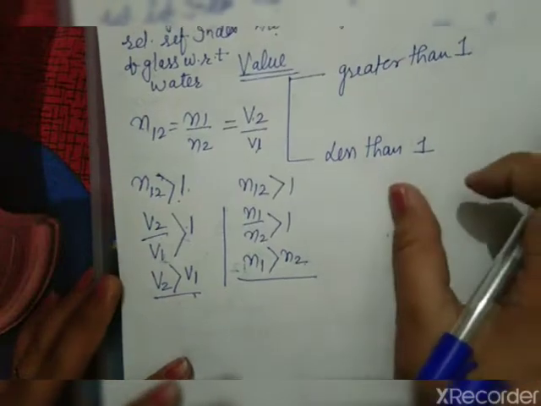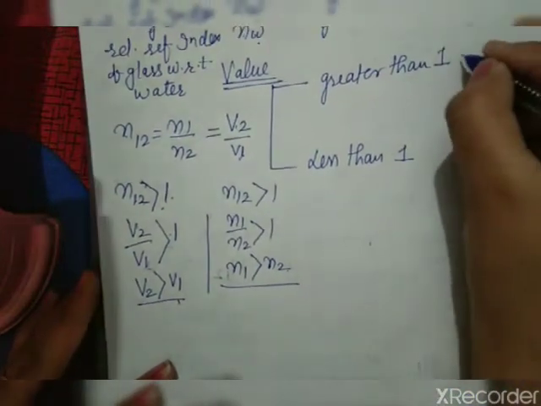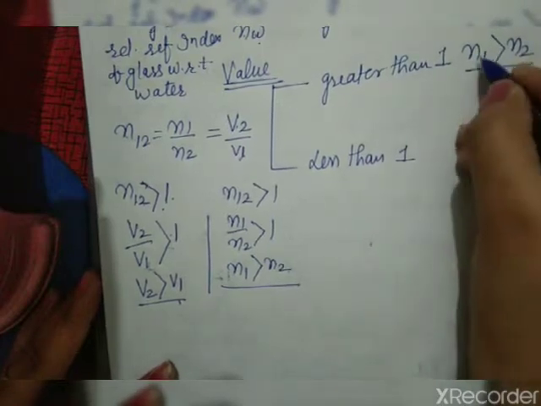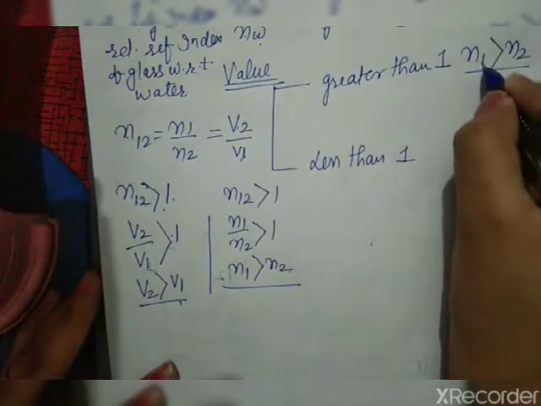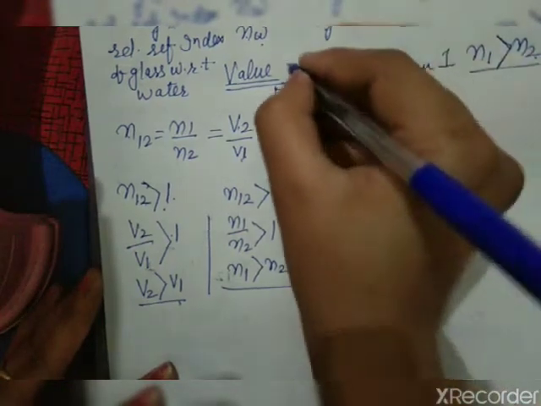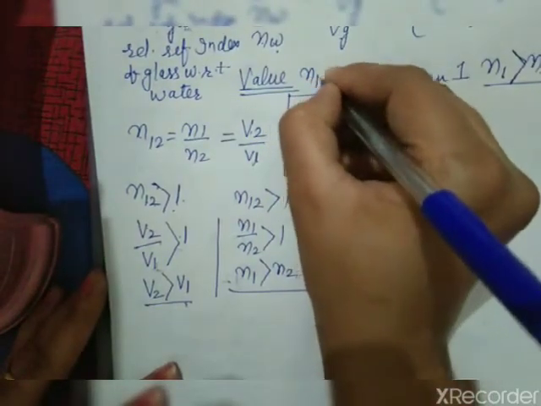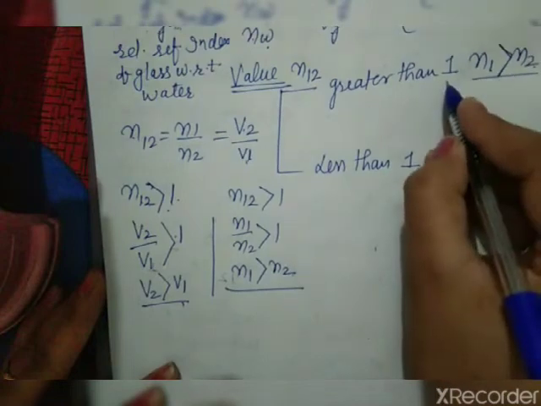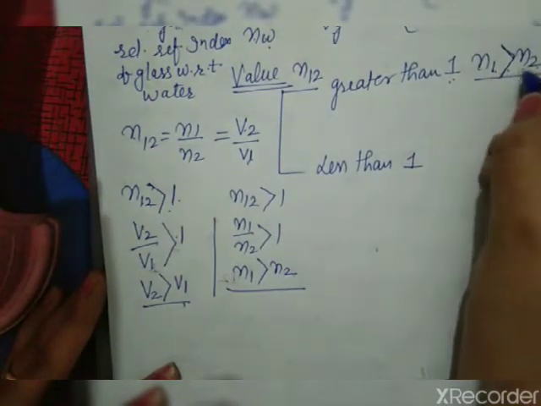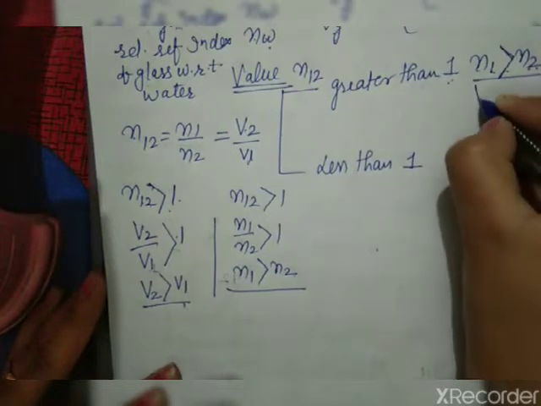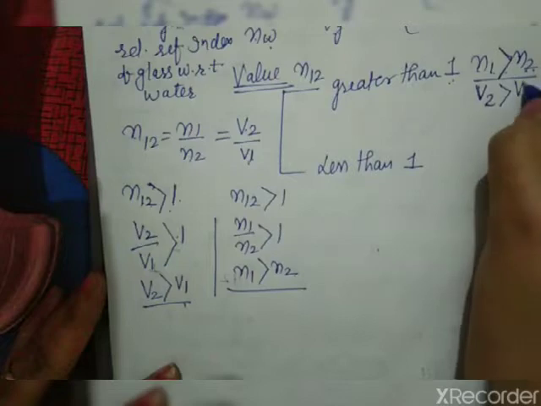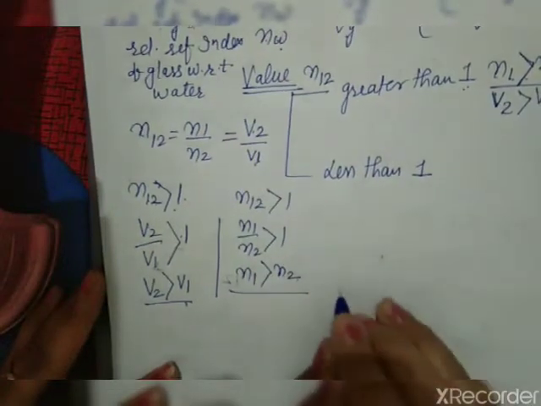Okay, it means when n1 is greater than n2, refractive index of first medium is greater than refractive index of second medium, then in that case n12 will be greater than 1. Okay, if n1 is greater than n2, in terms of velocity we can invert the relation. It means V2 will be greater than V1.